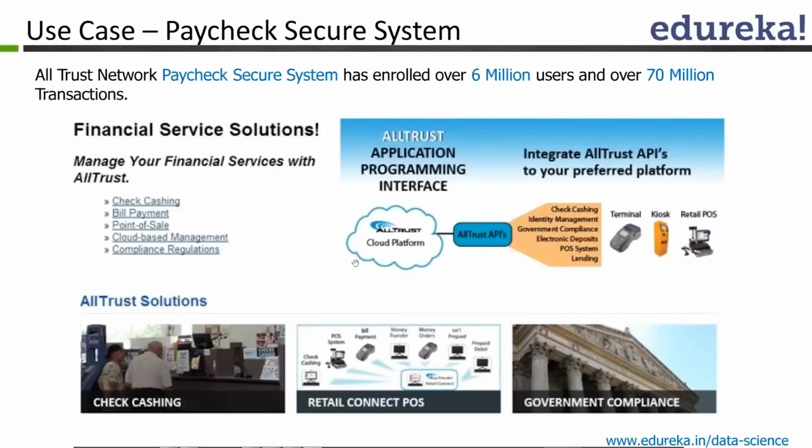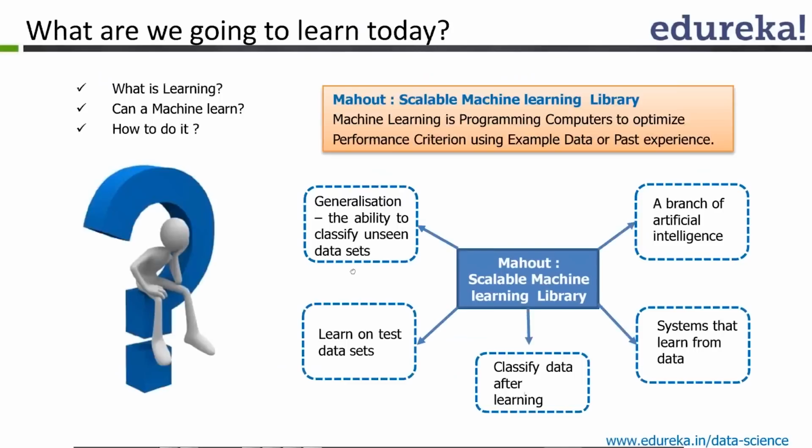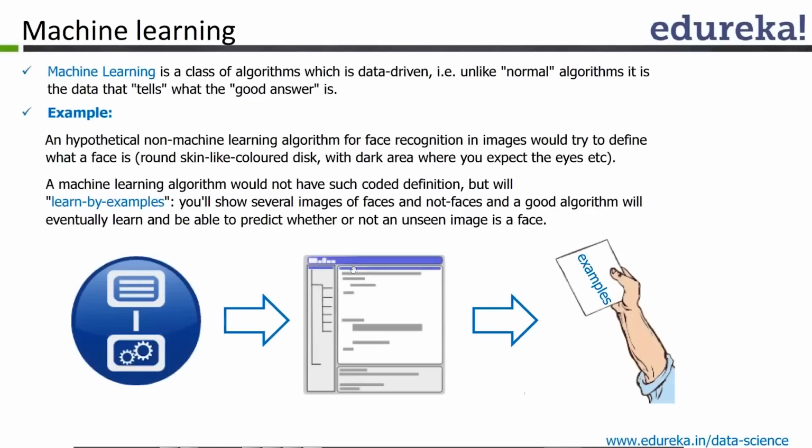And we can come up with many such scenarios. Basically, this one talks about the paycheck secure system, which essentially monitors different financial transactions across a company or a particular region and so on. Okay, so these are some of the examples where machine learning techniques can help.